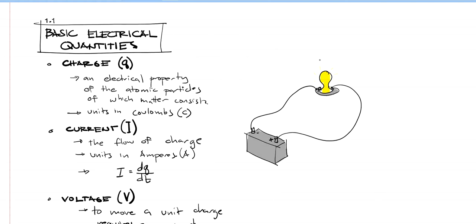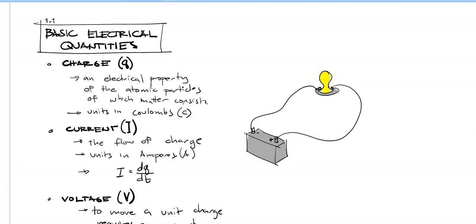Now, in the study of electric circuits, of course there are basic electrical quantities that we need to discuss. Just like in the study of mechanics or in thermodynamics, we discuss, let's say, the mass, the velocity, or in thermodynamics the heat, the temperature, and all that. The same is true in the study of electric circuits, right? So we have here three basic quantities. We have the charge, the current, and the voltage.